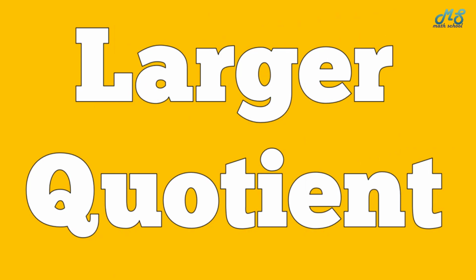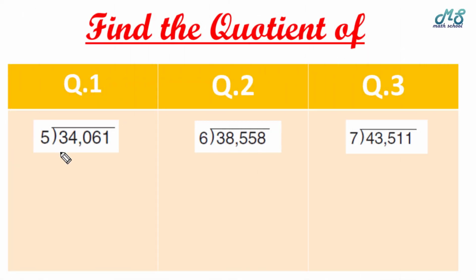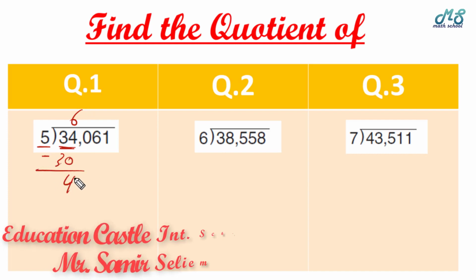Next, larger quotient. Find the quotient of 34,061 divided by 5. Take the first two digits, it will be 34 divided by 5 equals what, mister? If you try 7, it will be 35. So you have to try a number less than 7, which is 6. 6 times 5 equals 30. 34 minus 30, the difference, it will be 4.